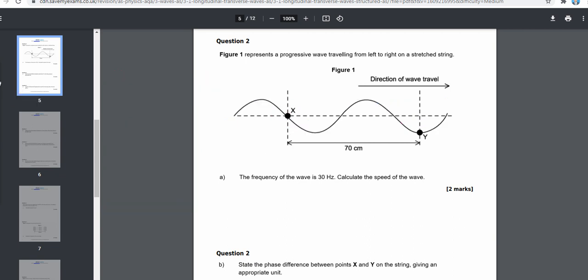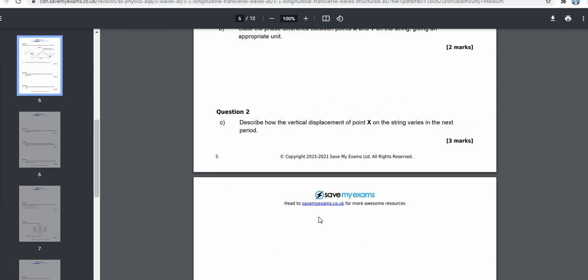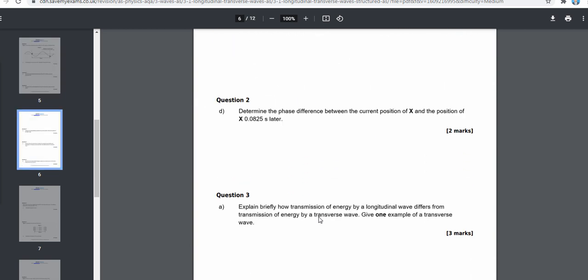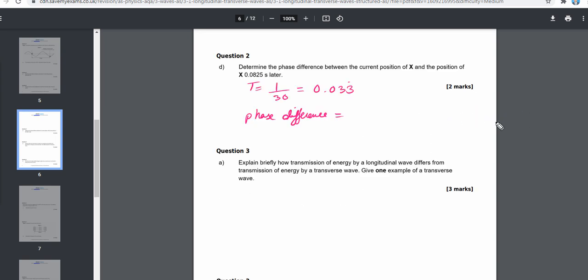Now I'll move on to part D. It says, determine the phase difference between the current position of X and the position of X 0.0825 seconds later. In order to measure the phase difference, we divide 0.0825 by the time period, and that gives us the number of cycles, from which we get the phase difference. From here I get the answer as 2.5.